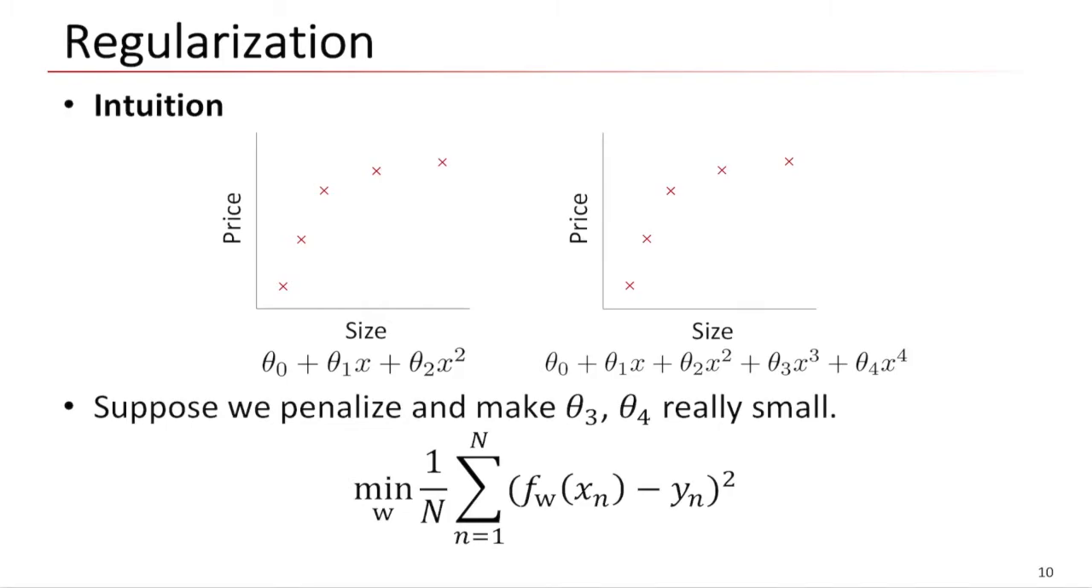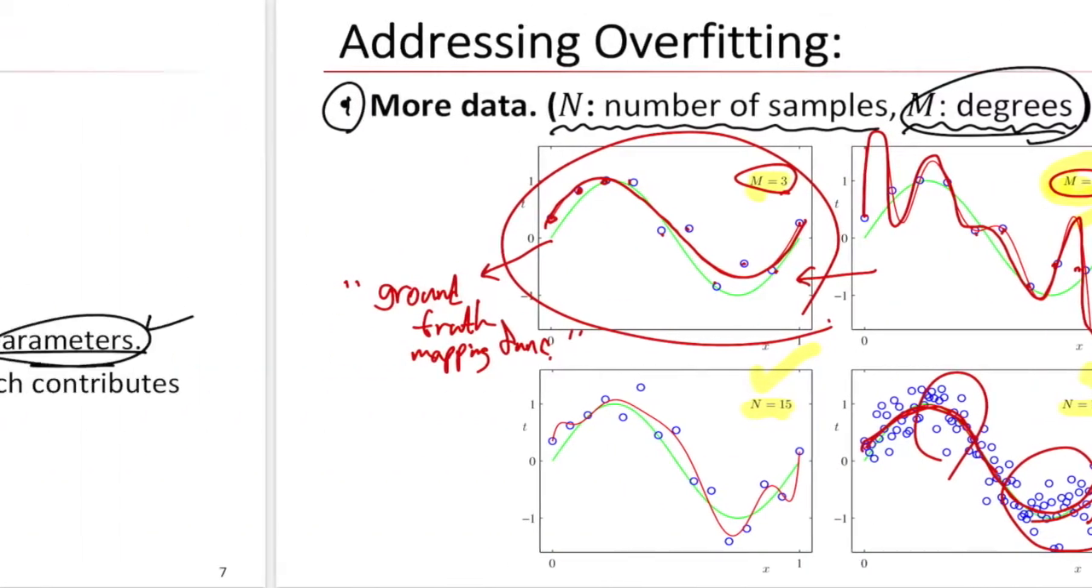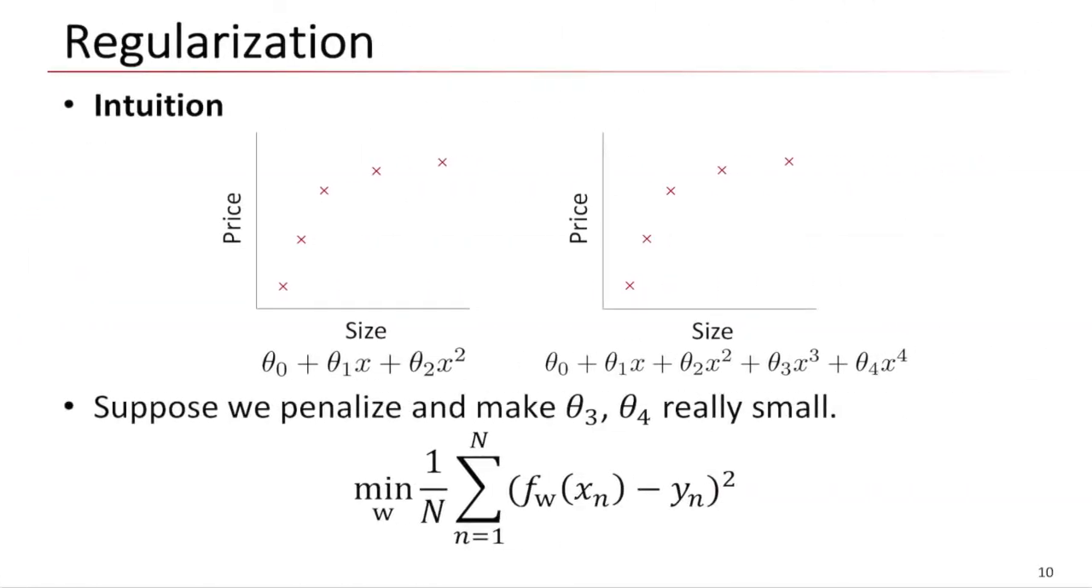Okay, so the third thing we can do to overcome the overfitting problem is the regularization method. So what is regularization? Here's the intuition. Let's go back to the house price prediction. We have a training sample like this with the size of the house and the price of the house. So this is the input, this is the output, right?